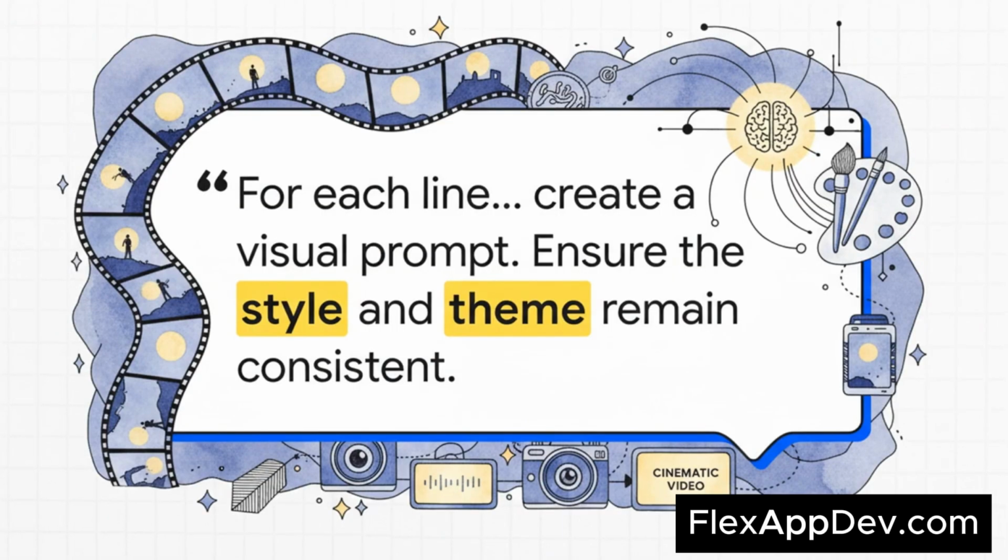This prompt right here is the absolute secret to maintaining a consistent visual style. By telling ChatGPT to keep the style and theme the same for every single prompt, we're making sure all our clips look like they belong in the same film. Same lighting, same dark mood, same cinematic quality throughout.